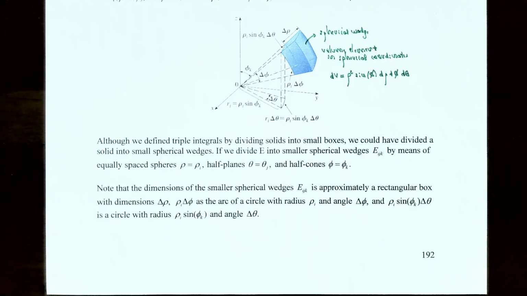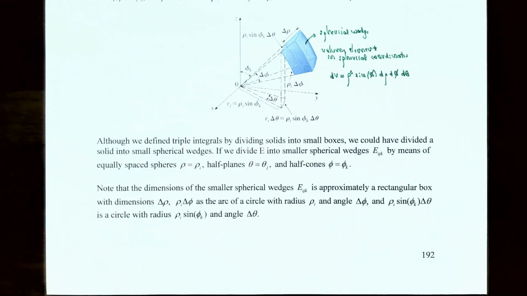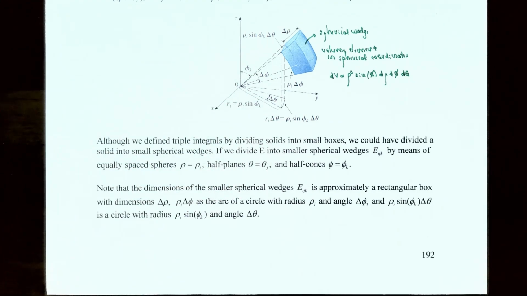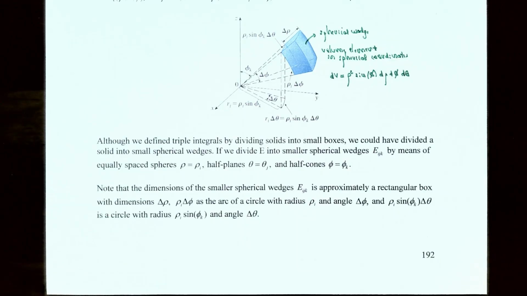So the smaller spherical wedge, E sub ijk, is approximately a rectangular box with dimensions delta rho. Then you have rho sub i times delta phi as the arc of a circle with radius rho sub i and angle delta phi. And then you also have rho sub i times sine phi sub k times delta theta. That represents the arc of a circle with radius rho sub i times sine of phi sub k and an angle delta theta.